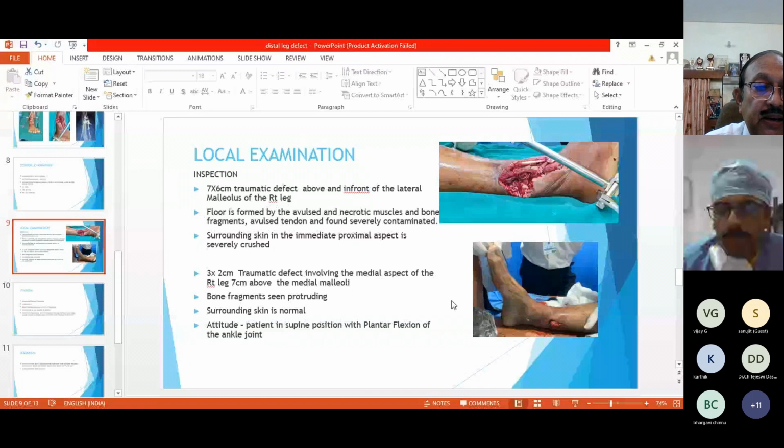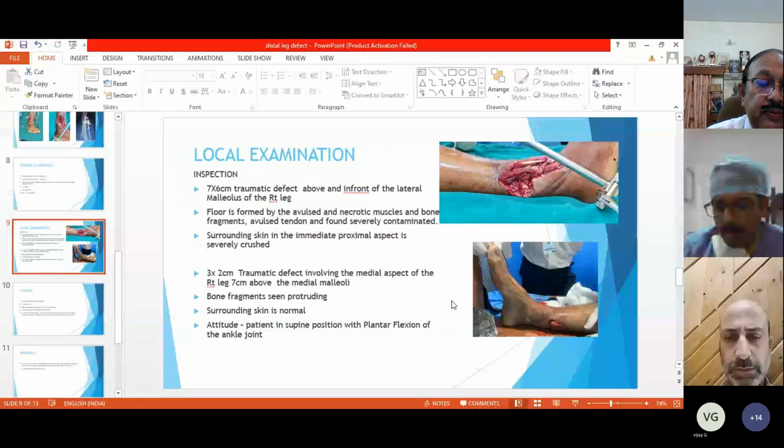You have two wounds. And on the peroneal side, the skin has retracted. So almost one third distal, that retracted skin seems to be healthy. So that can be pulled up and your wound size becomes less. Yes. So what are the options, as madam is asking?